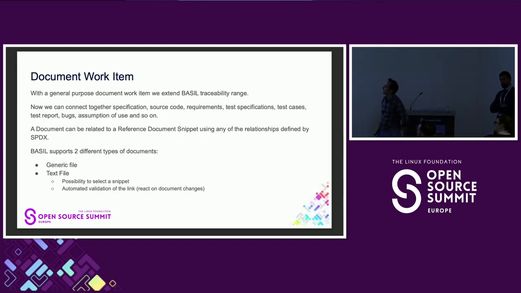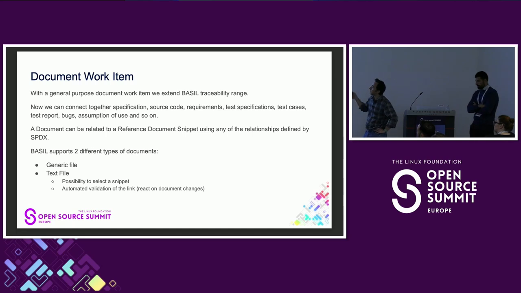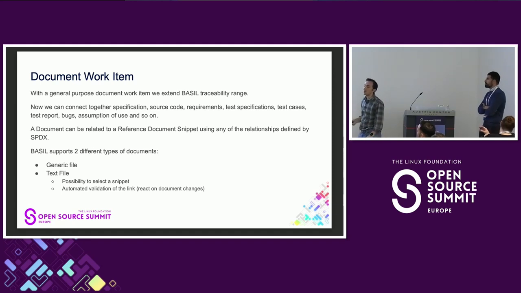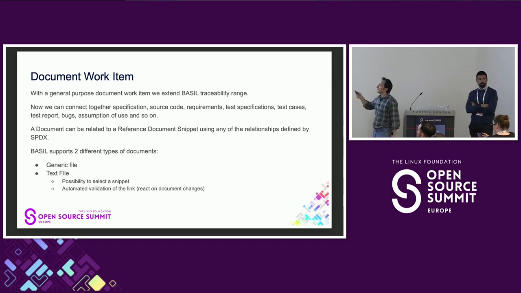The last release of BASIL, from the last few weeks, introduced a new work item that is a general purpose document that really extends the capability of this tool to create traceability, because with the last release you can now connect all the dots. You can connect the specification, the source code, the requirements, the test specification, test cases, test reports, bugs, assumptions of use, and everything. Also data that you use to train your AI, whatever. The relationship can be specified using all the relationships defined in the SPDX model, because we want to support SPDX, and we generate SPDX files in JSON format from BASIL.